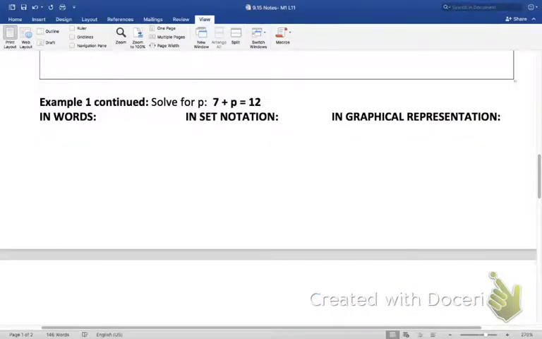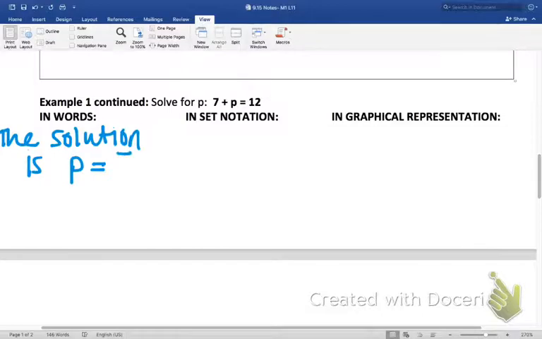So coming back to our example, 7 plus p is equal to 12, well, we found the solution to be 5 because 5 was the value of p that made the equation true. So I could express this in words by saying the solution is p equals 5. So that's one way I could express my solution. Another way would be graphical representation.